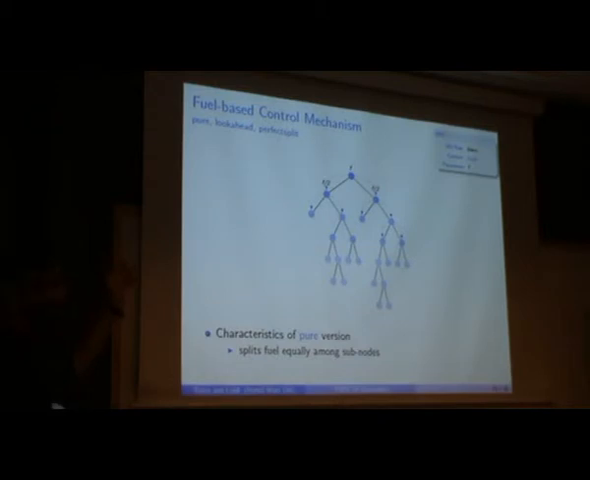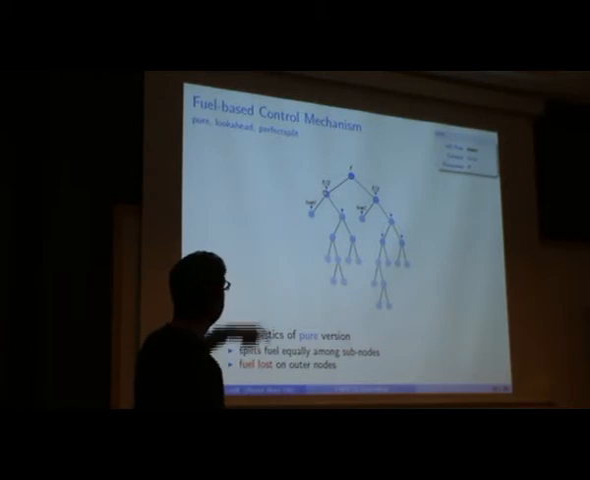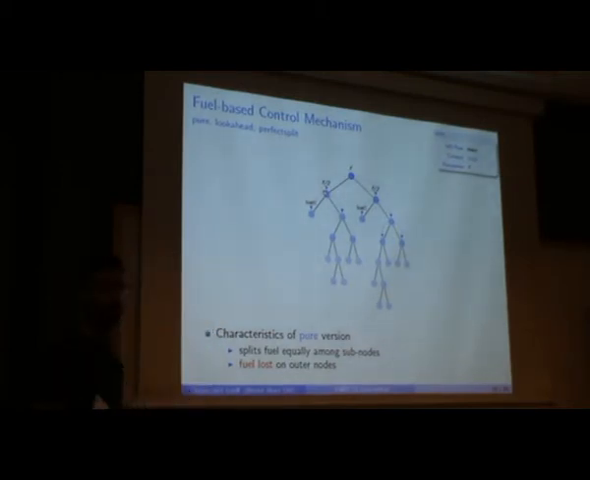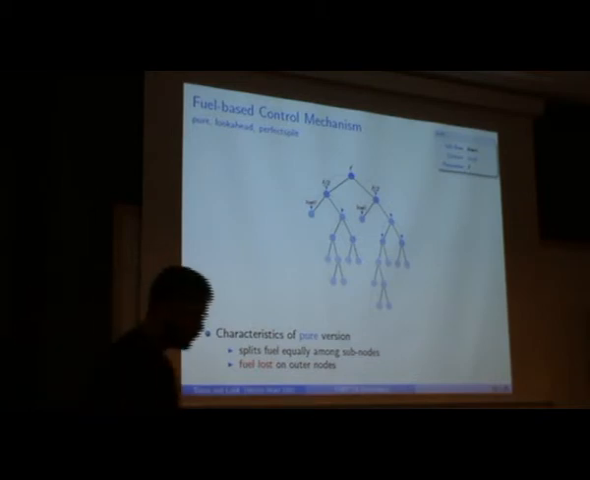So basically this is fairly simple. Fuel starts from the top, we have an amount of fuel, and this is distributed equally among subnodes. But there is a problem with this one: fuel is lost when we meet outer nodes. So this is a problem of this distribution.